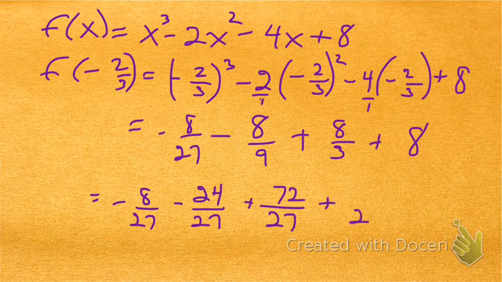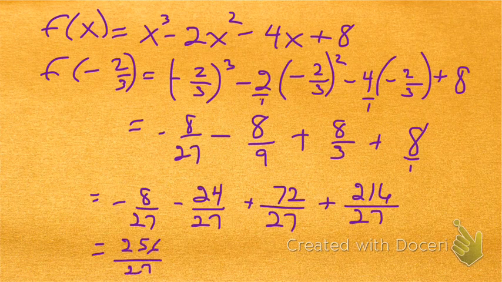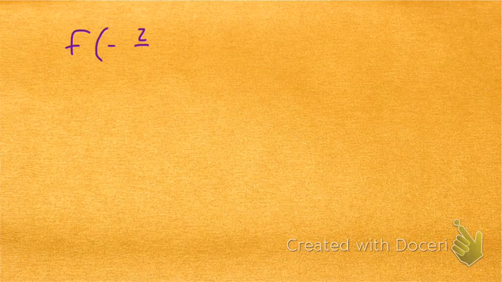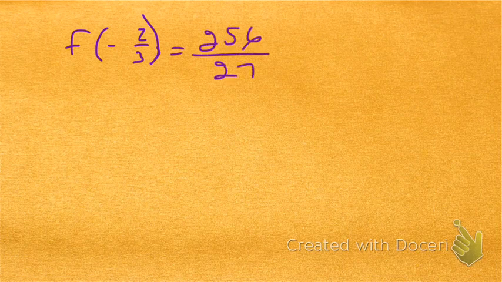And if I want to get another common denominator here, this 8 is the same as 8 over 1. 1 times 27 is 27. 27 times 8 is 216. If I put all of this together in fraction form, I've got 256 divided by 27. So in conclusion, f of negative 2/3 is 256 over 27. We'll hold on to that.